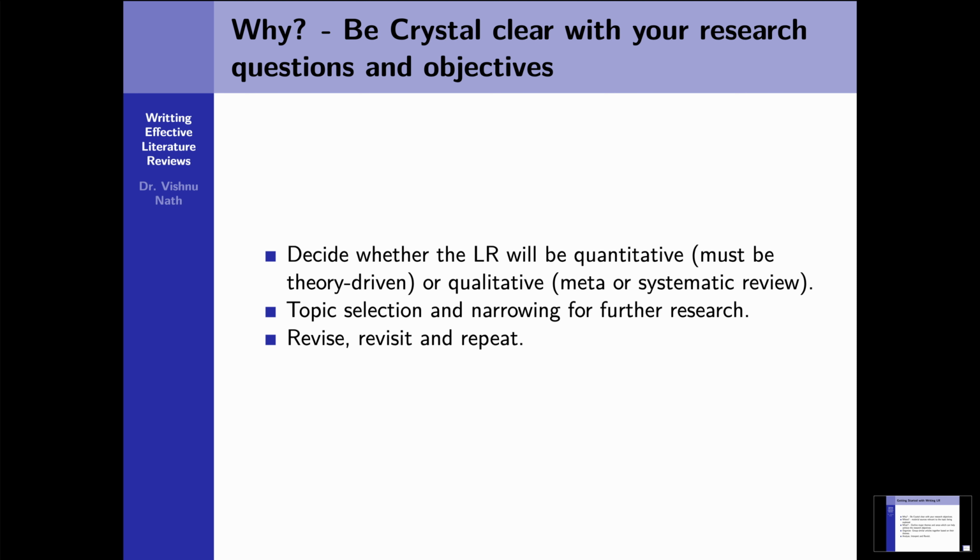So you basically try to generalize the findings of those 100 studies. So that is a meta-analysis. Secondly, topic selection and narrowing for further research. This is also why literature review is very important.